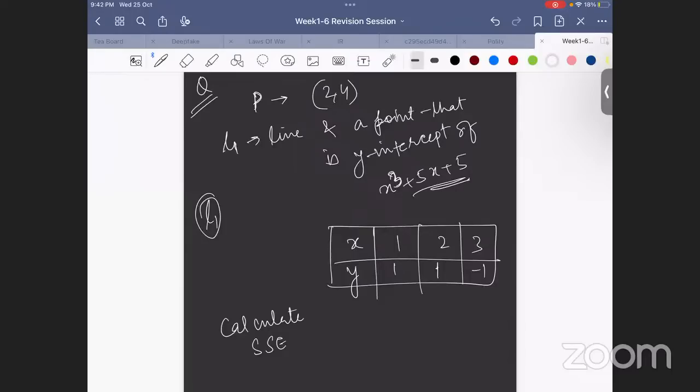Did you get the straight line equation? y equals half x plus 3. What is the answer that you have got? Anybody has solved that?